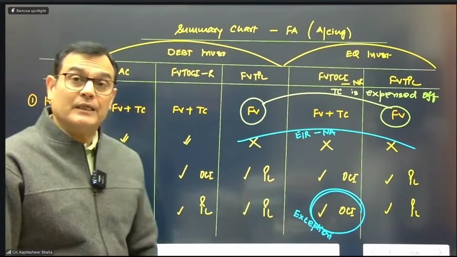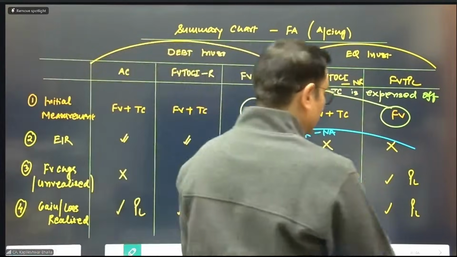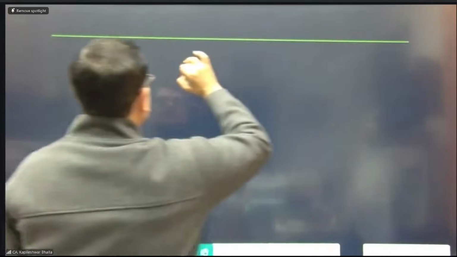Let's add some more points now. So you need to be clear on the initial, on the EIR, the unrealized gain loss, the realized gain losses are captured in which place. Let's add something more to the chart. This is just summarizing all the inputs at one go.